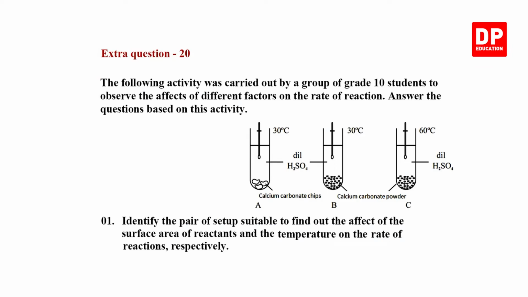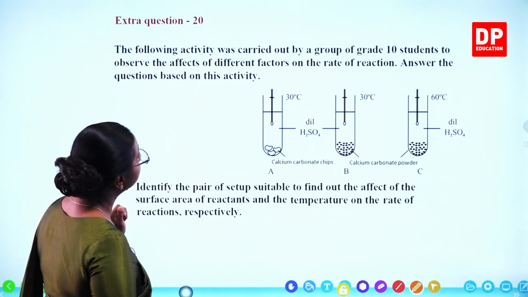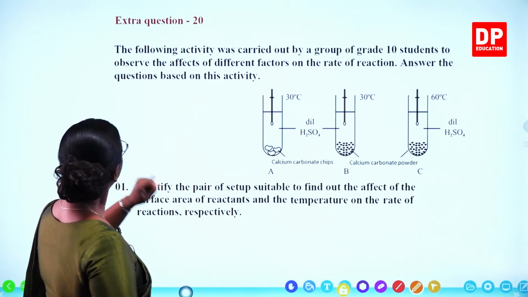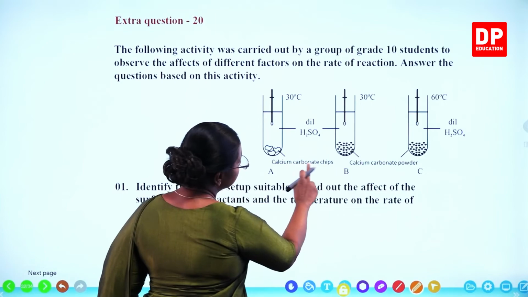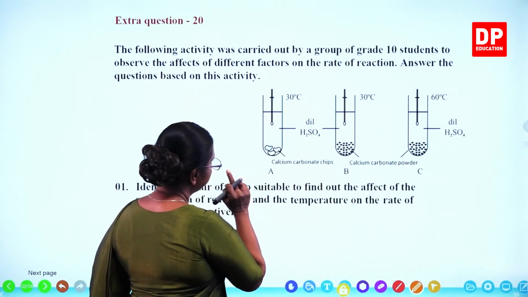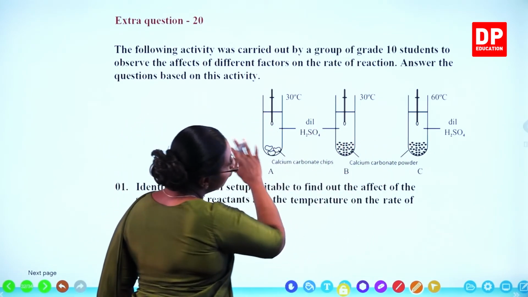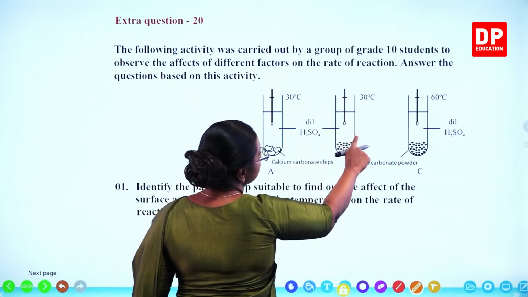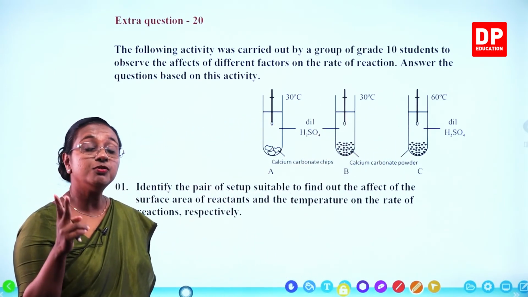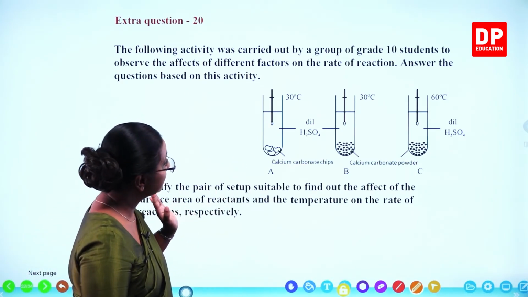Extra question 20. So this is the last question of this chapter. The following activity was carried out by a group of grade 10 students to observe the effects of different factors on the rate of reaction. Answer the questions based on this activity. So look at the activity ABC, calcium carbonate chips, calcium carbonate powder. So surface area, that is different. Then you have dilute sulfuric acid in all three. Volume is the same acid, so concentration is not different. Then temperature, 30 degrees, 60 degrees. So effect of two factors, surface area of reactants as well as temperature. So both are tested here.